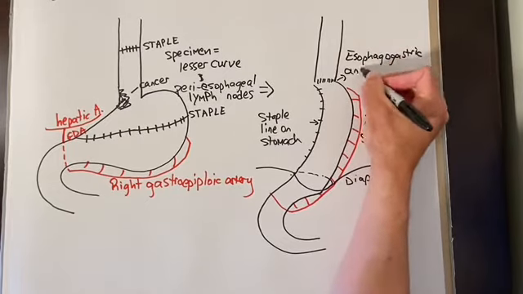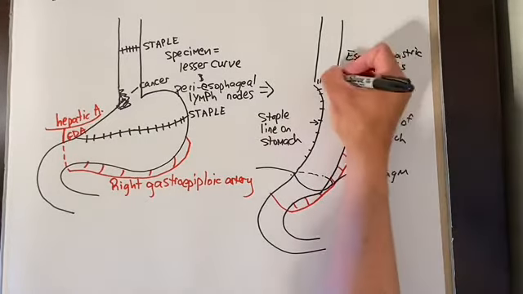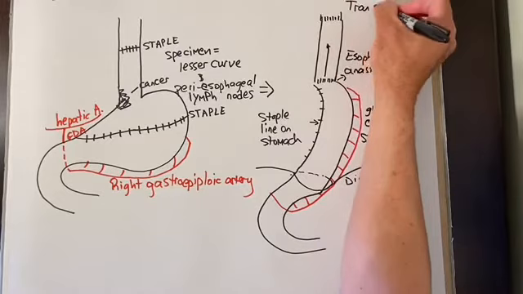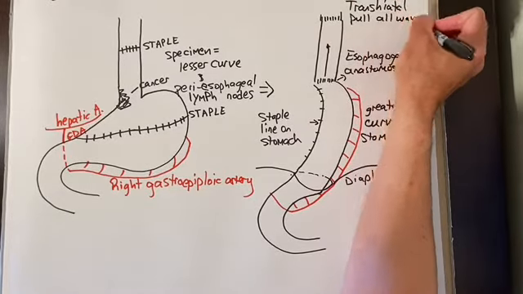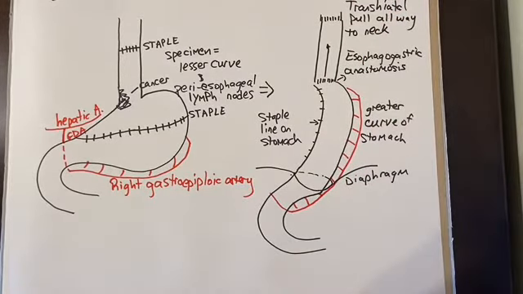Transhiatal esophagogastrectomy is similar, although the anastomosis to the esophagus is in the neck via a left cervical incision. Proponents of the transhiatal esophagogastrectomy argue that no thoracic surgery is needed, so there's less pulmonary problems, and that a leak in the neck makes a patient less sick than a leak in the chest.